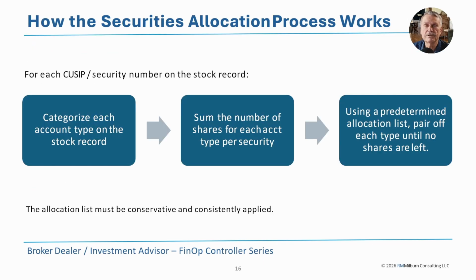This is a high-level view of how the information on a stock record is used to create allocations for inclusion in the customer reserve calculation. Basically, for each security, the accounts are categorized or bucketed, the number of shares are summed by category, then using a predetermined sequence, the left side or longs are paired against the right side or shorts of the security.